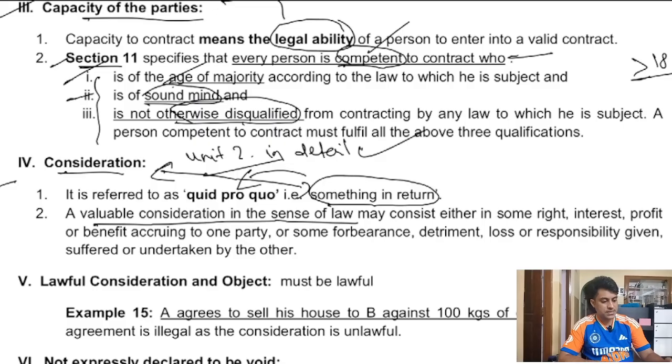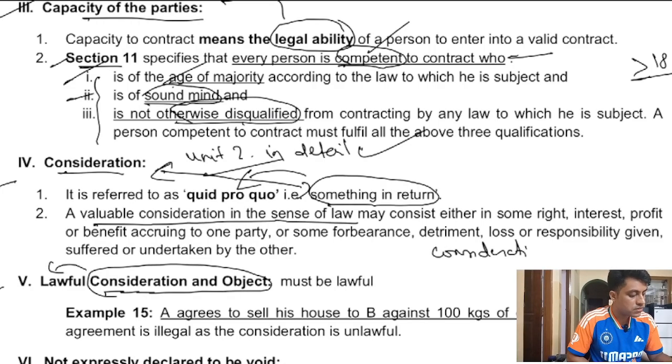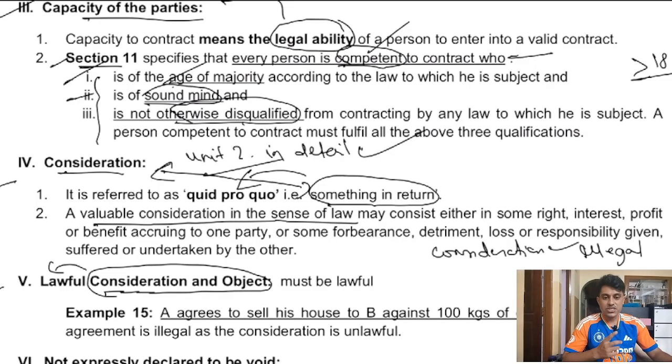Now let's consider the next essential, that is lawful consideration and object. Your consideration and object both should be lawful. Sometimes what happens, your consideration can be illegal. If consideration is illegal, then you cannot call it a legal contract, a valid contract. So what is that? We will see it in this example.